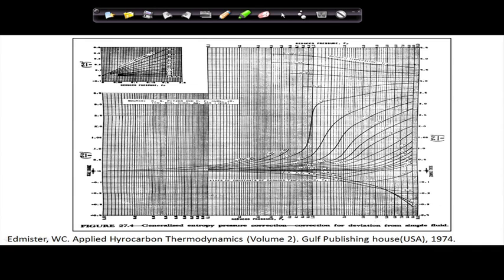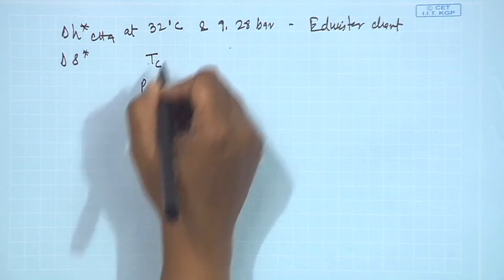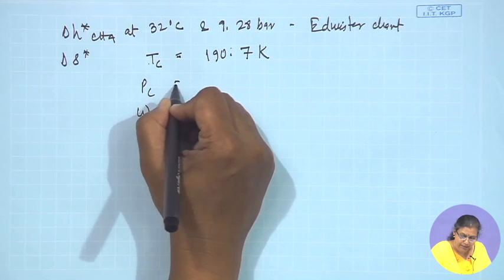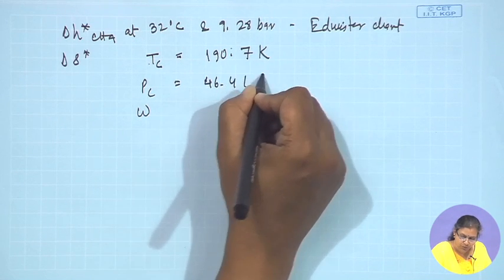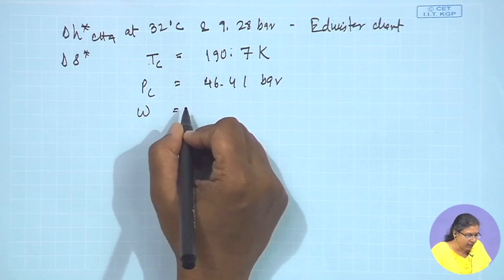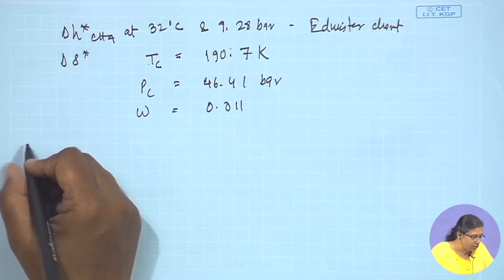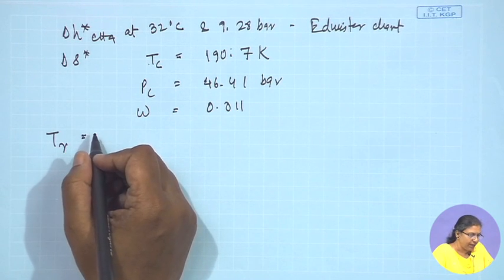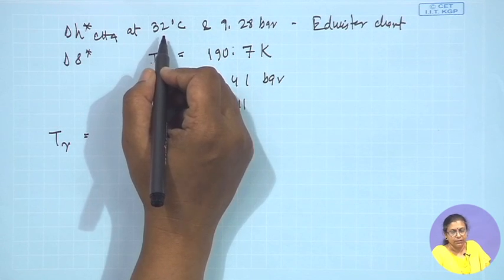Now for methane, the first thing that you need to do is find out Tc, Pc and omega, right. What is Tc in this case? You can find it from any standard table. Pc is going to be 46.41 bar and omega is going to be 0.011. Once you know this, you are in a position to find out Tr. Remember, this Tr and Pr are in terms of Kelvin, so therefore the temperature also has to be converted to Kelvin.